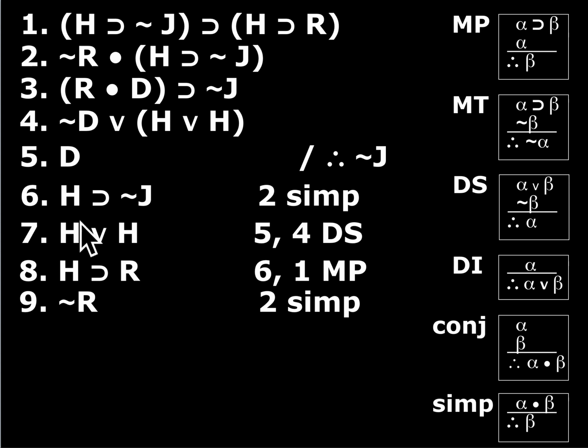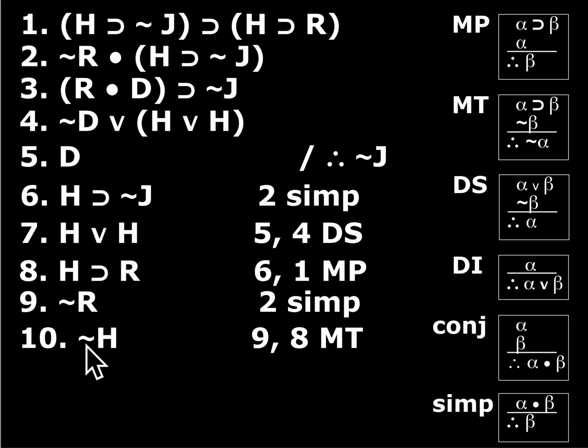How could I get H? Well, another way I might be able to get H is, notice the second disjunct here is H. If I had the negation of the first disjunct, I could get H by DS. Is there any way I can get the negation of this disjunct? Is there any way I can get not H? Sure enough, by modus tollens, I can get not H right here. So I have a conditional, I have the negation of the consequent, so I can derive the negation of the antecedent. That's not H by modus tollens on 9 and 8.